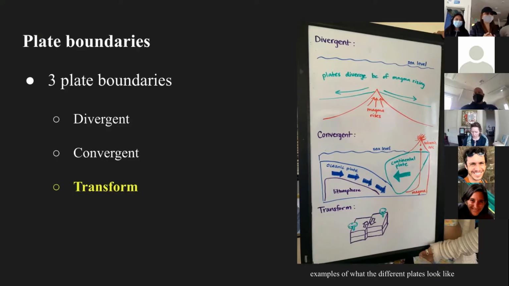And convergent boundaries occur when two plates collide and one plate eventually slides beneath the other, which is called subduction. And the last plate boundary, which is the one we'll be talking about, is the transform boundary. Transform boundaries occur when two plates slide slightly past each other, and we will go in depth about it on the next few slides.